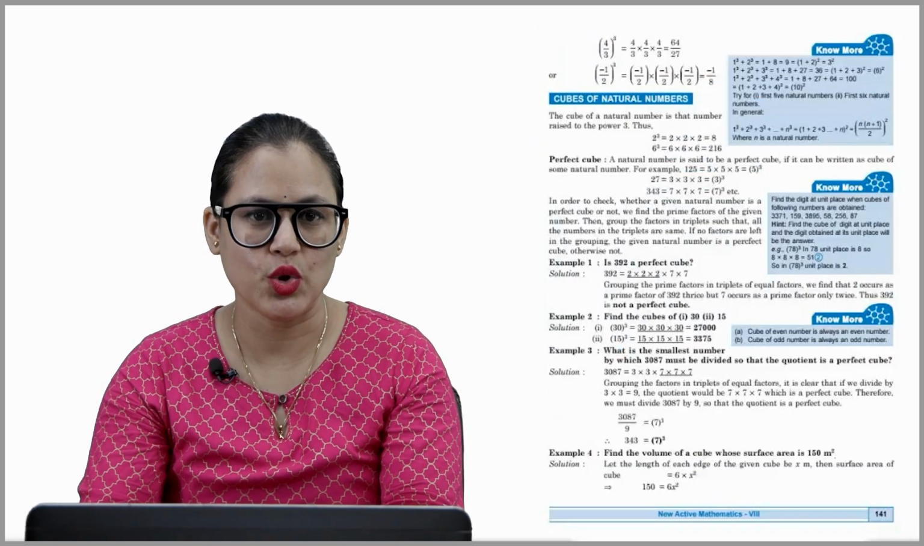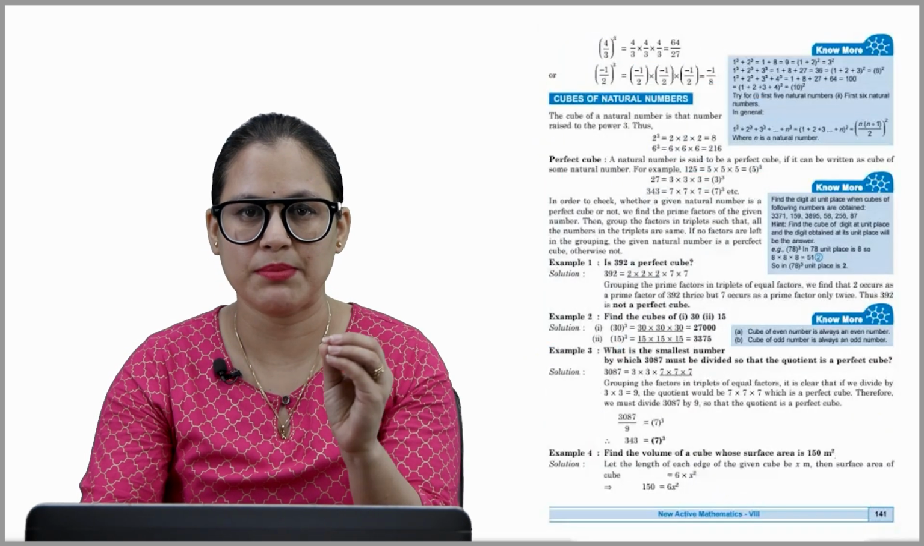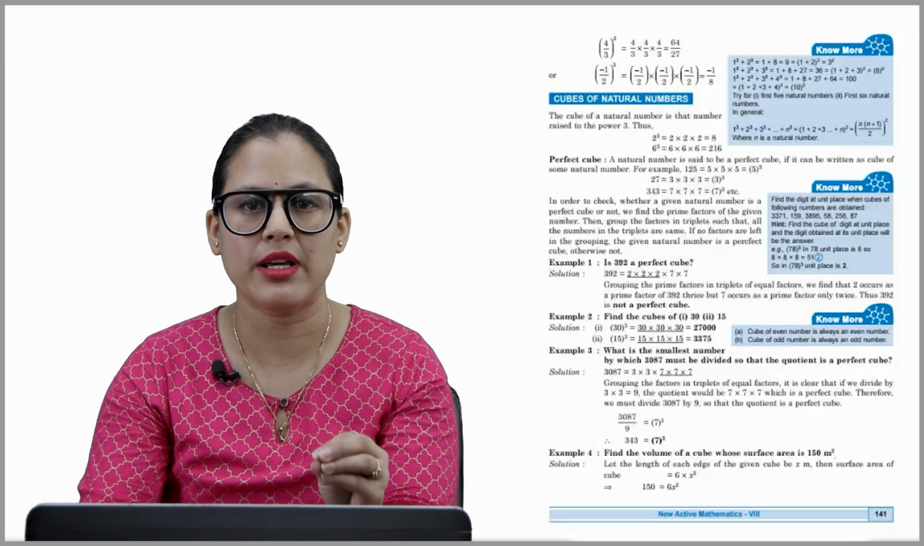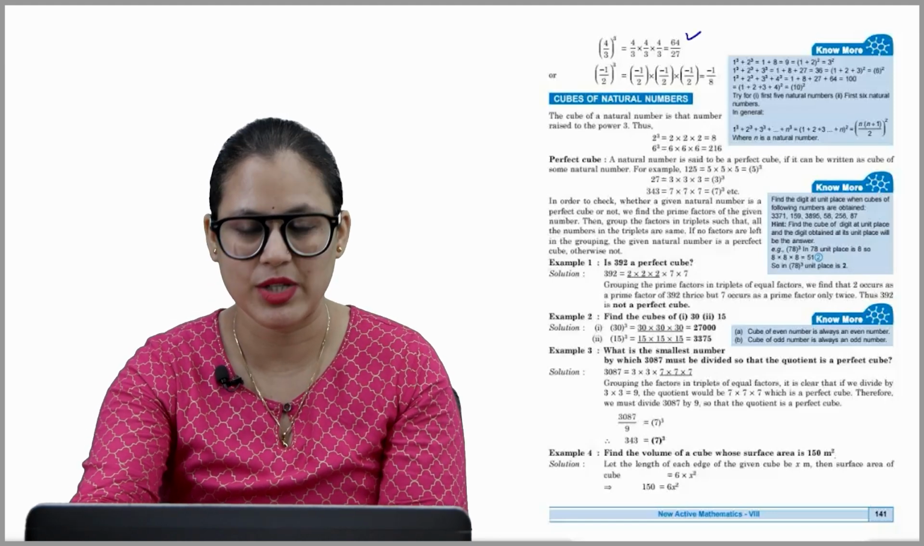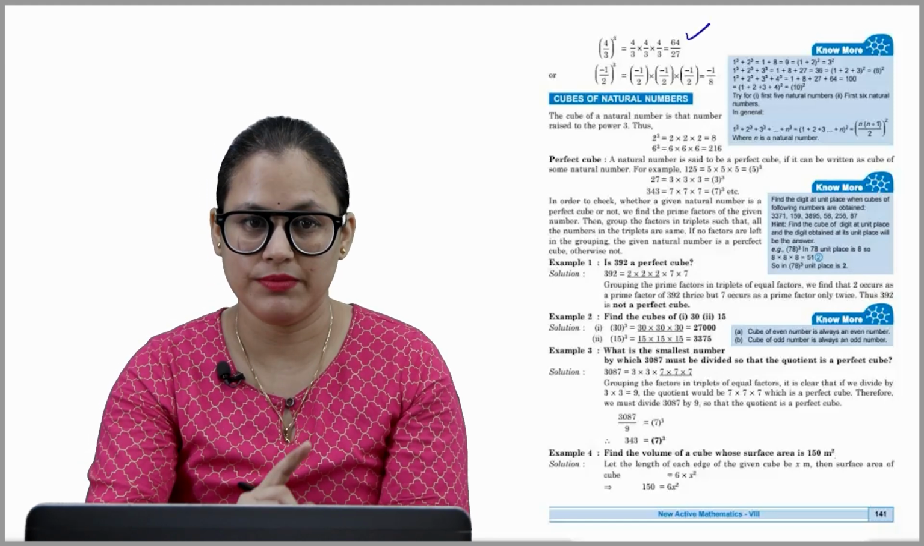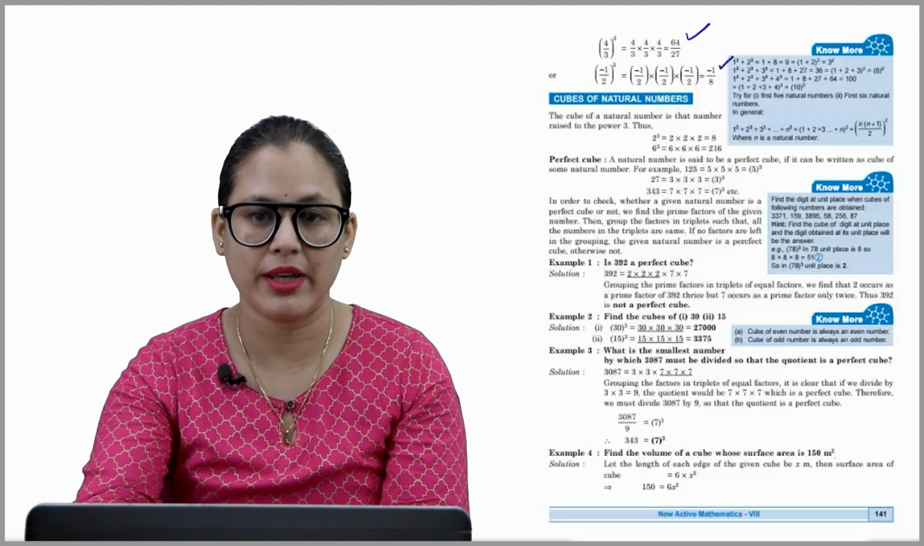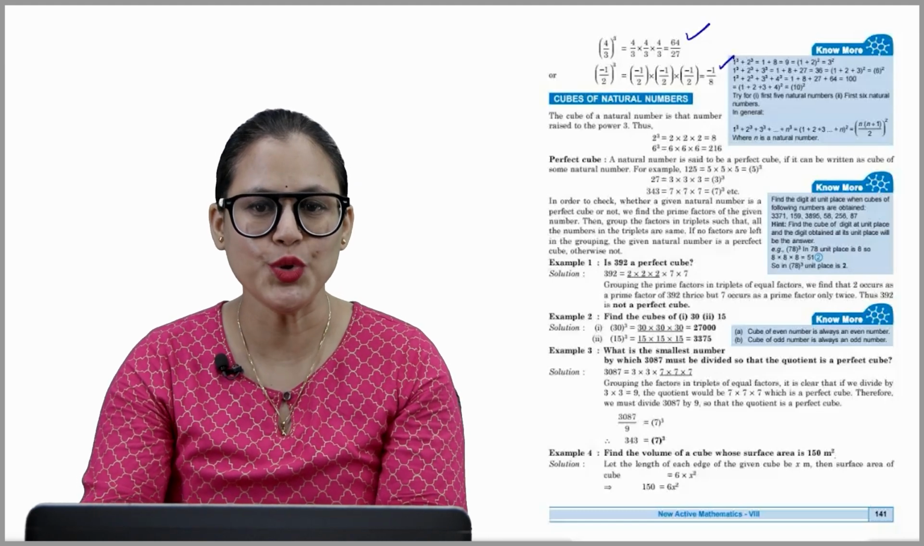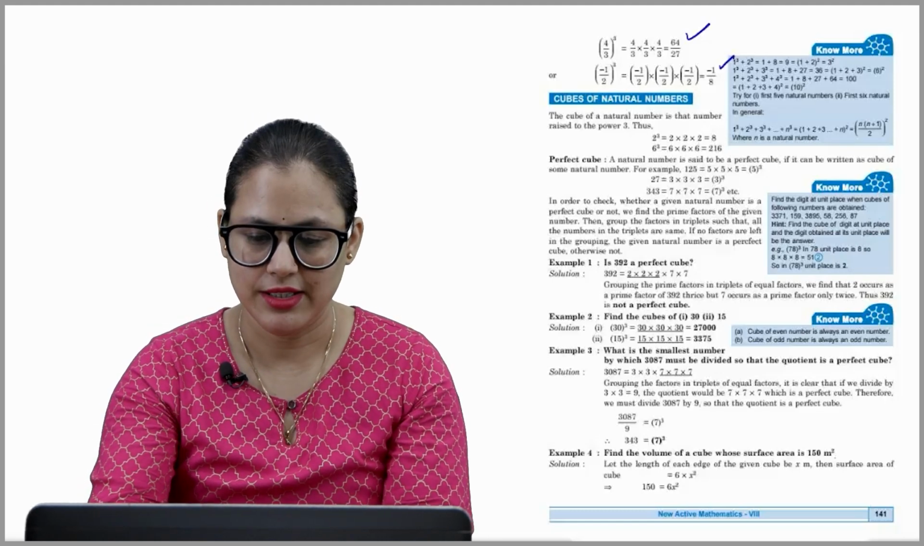Similarly, (4/3)³ is equal to 4 by 3 multiplied three times. We will multiply 4 three times and then we will multiply 3 three times. So, we will get 64 by 27, and (-1/2)³ is equal to -1 by 8. Okay.